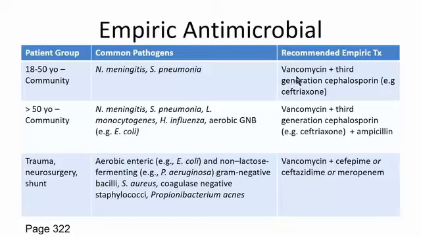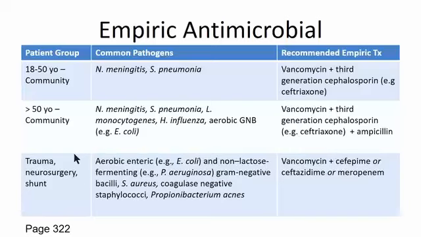The idea behind vancomycin is to cover for penicillin-resistant strep. If you're greater than 50 years old and you're from the community, you have to worry about the additional pathogen of Listeria. In that case, you would give vanco plus a third-generation cephalosporin plus ampicillin.